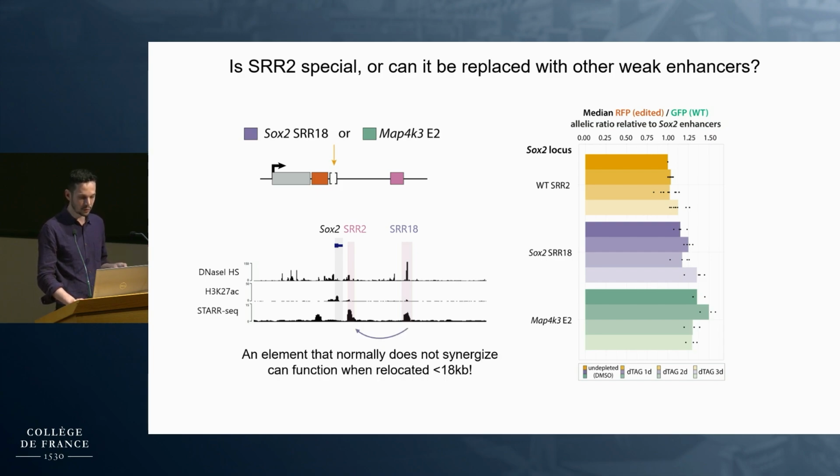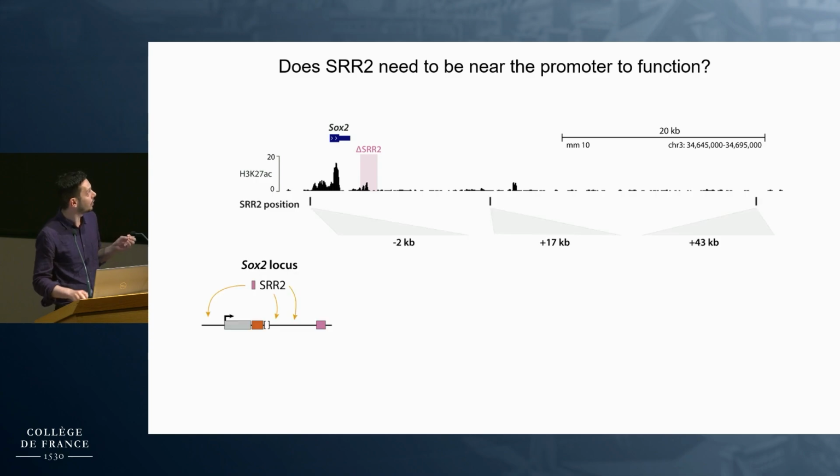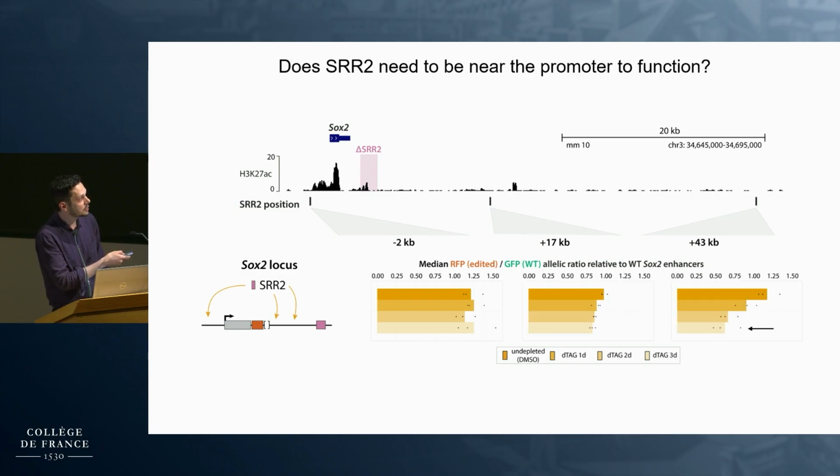So what might be specific to SOX2 is that this element lies so close to the target gene. To test whether this is really important, we grabbed the line where we had removed SR2 and we reinserted it at different locations. If you put it 2 kb upstream, you can restore the resilience of the locus to the loss of cohesin extrusion. 17 kb largely works as well. 43 kb does not work anymore. So again, you need to be within this 20 kb-ish range, which we had at the CAR2 locus identified as the cohesin-independent genomic radius for these weak elements to deliver the information to the target gene.